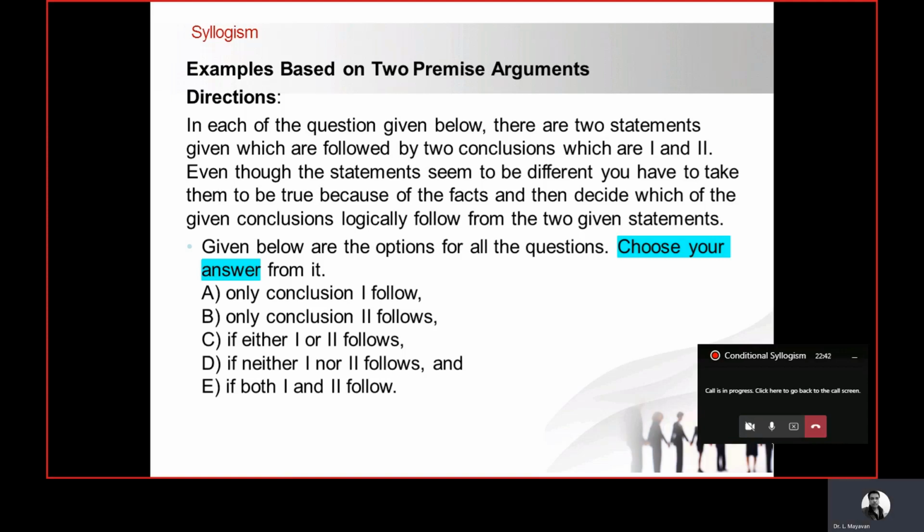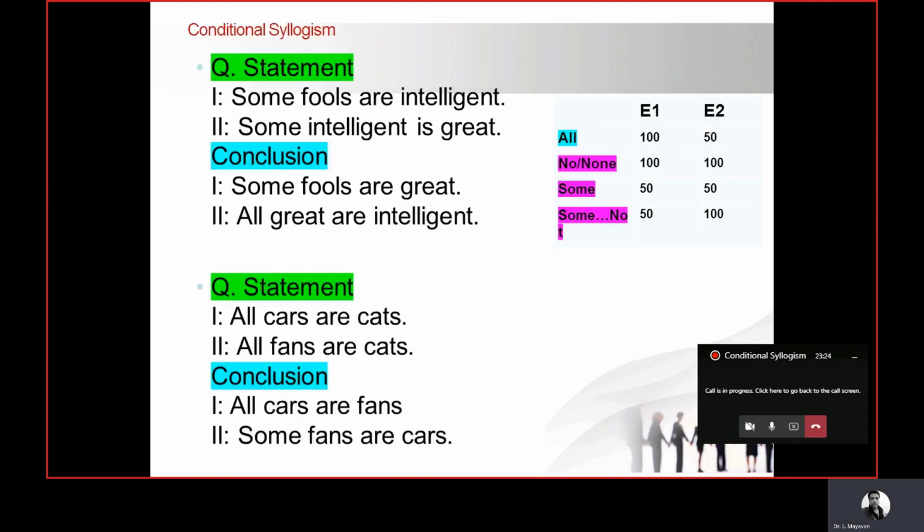Choose your answer from it. Choose option A if only conclusion 1 follows. Option B if only conclusion 2 follows. Option C is for either 1 or 2 follows. Option D, neither of them follows. Neither 1 nor 2 follows. And option E, if both 1 and 2 follow. So option A is for only 1, option B only 2, either 1 or 2, neither 1 nor 2, or both. Using this, you will have to choose the right options.